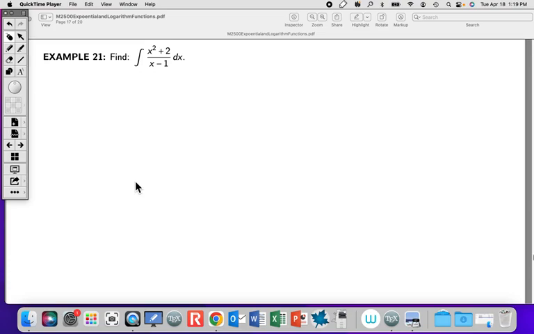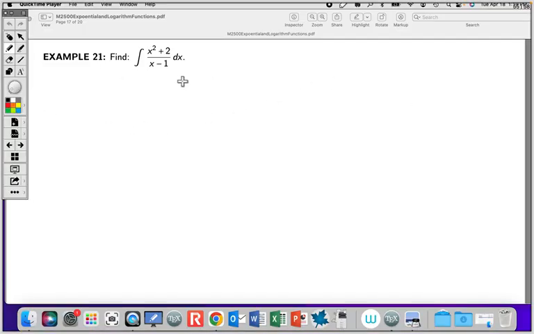21, we're asked to find this integral. Now, there's a couple different ways you could proceed here. But we want to go through and review the long division because that's going to be a more general technique that we'll see. We'll see long division show up now and then. It's worth the review.